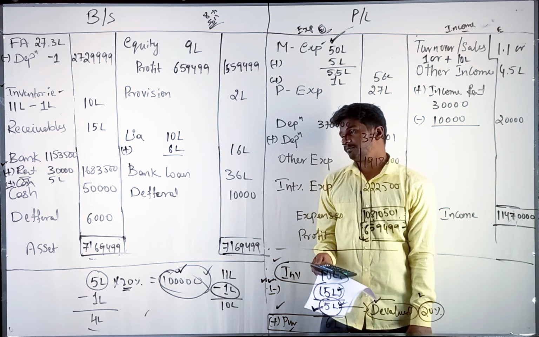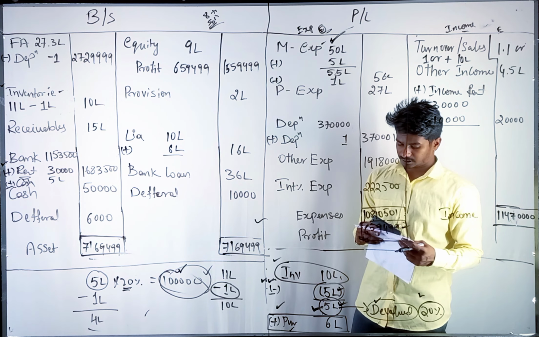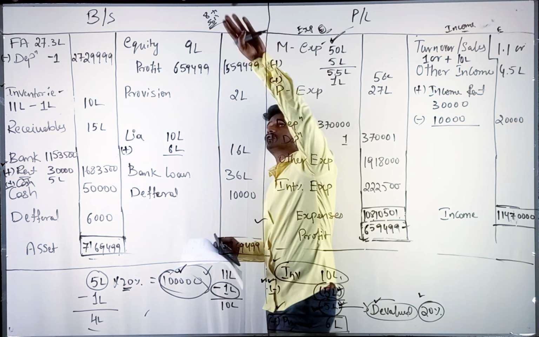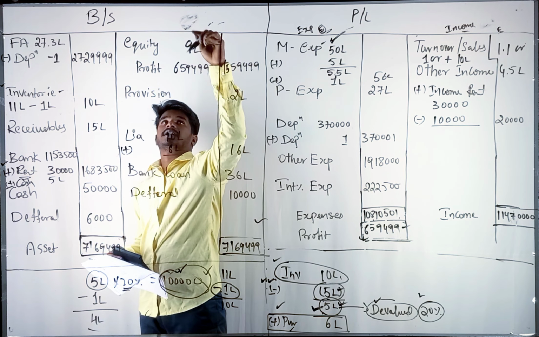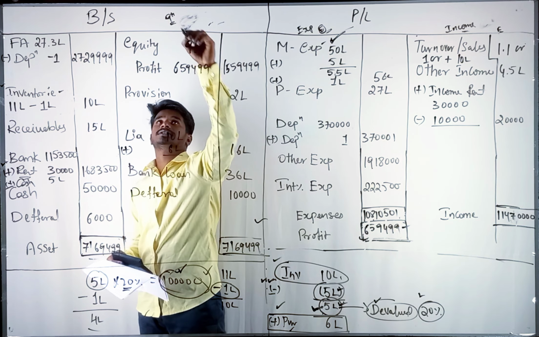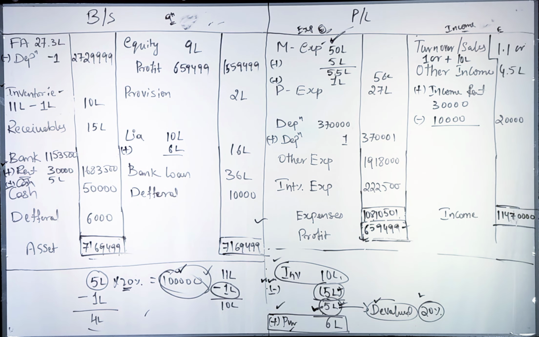71,69,499 it will become. So your ninth, is that ninth? Yes, ninth question solution is done. Sorry, it is ninth, right? Ninth question solution is done. You can make a note.